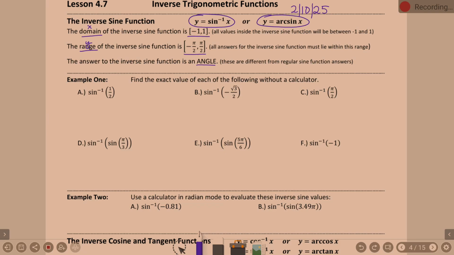Now, example 1 is find the exact value of each of the following without a calculator. First of all, anytime they say exact value, I never want a big, long, messy decimal that you've rounded. That's not exact. Now, obviously, if the answer is 1.5 and it's just that, yeah, that's exact, but exact is never a big, long, messy decimal. Notice, how do we do this without a calculator? So, the idea, sine inverse of 1/2 is equal to what?